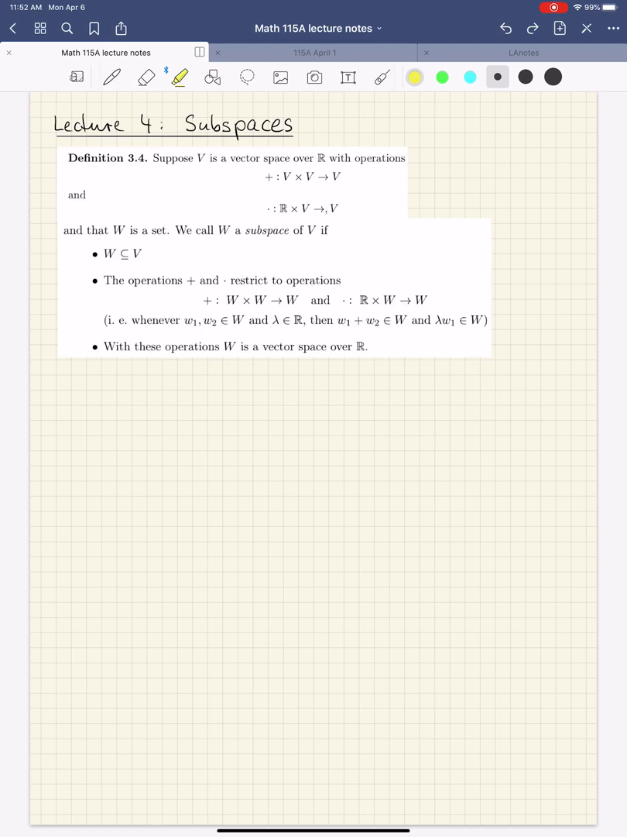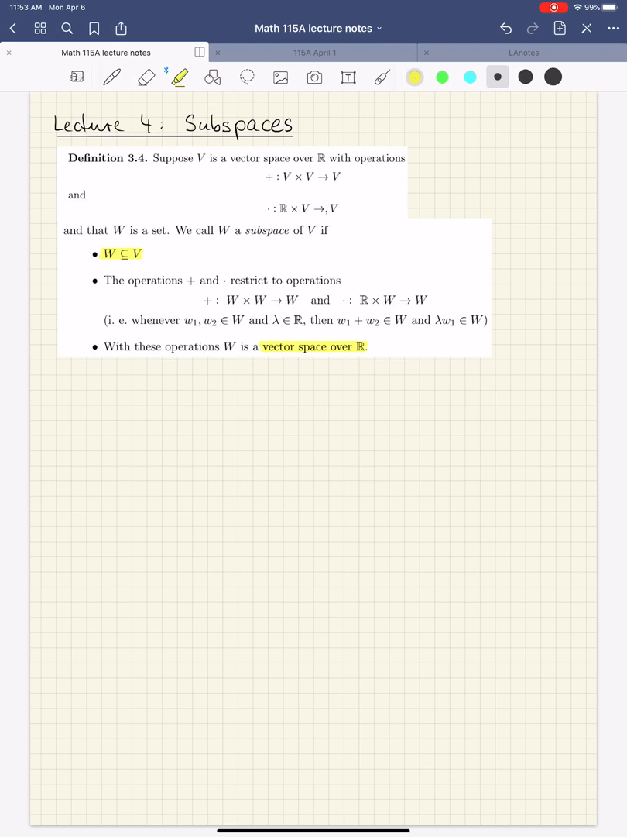So pretty much what you should think of is that a subspace of a vector space is just a subset in terms of elements. And then the second most important part is that it's going to be a vector space over R in its own right. And it's going to be a vector space with the same operations. So this is where part 2 comes in.